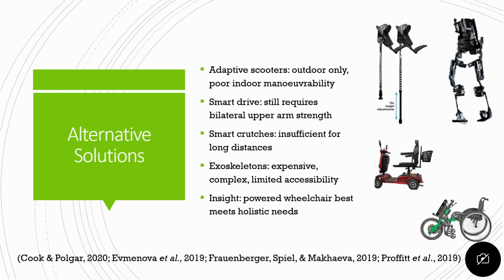Additionally, a smart drive attachment for the manual wheelchair was considered, but given the need for significant upper bilateral body strength, it was unlikely to be sustainable for John over extended periods. But by weighing these options, it became clear that a powered wheelchair would provide the most balanced solution for John.